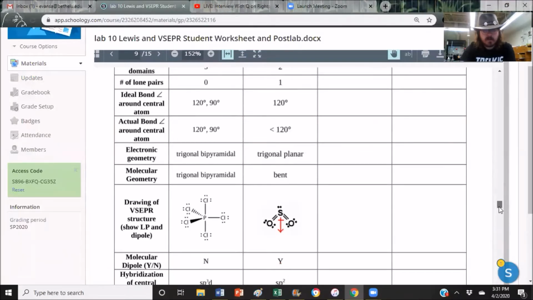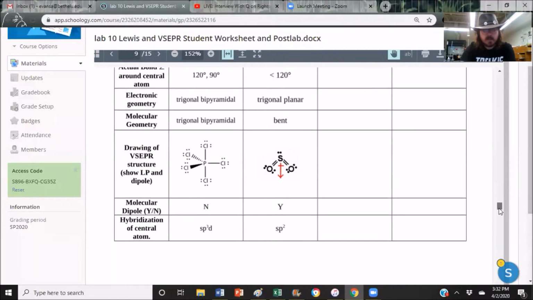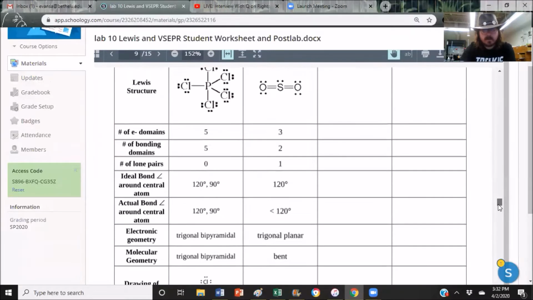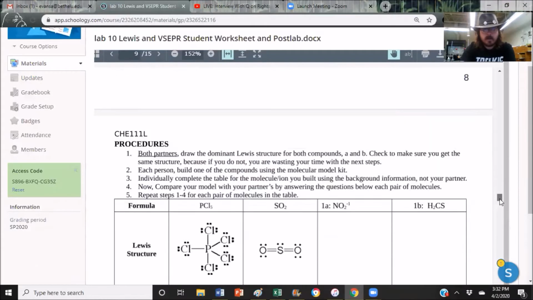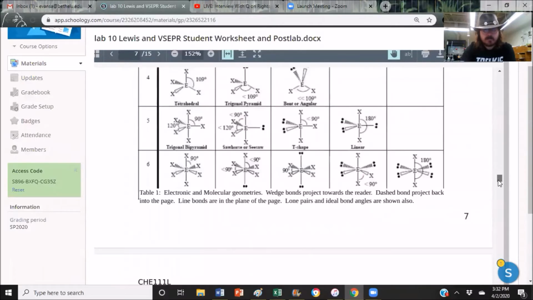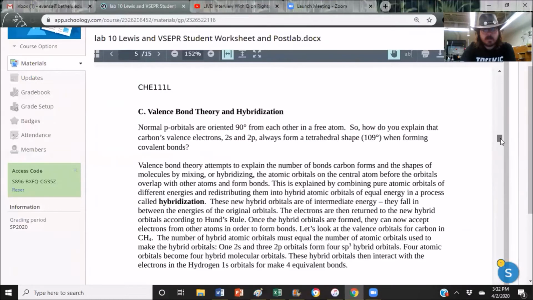Where you draw this in 3 dimensions, showing the lone pairs and a dipole moment if there is one. Determine does it have a molecular dipole, and finally determine the hybridization. It seems like a lot, but there's a bunch of charts earlier on that can help you. So jumping back, you'll see here the following half a dozen charts. They're explaining hybridization.